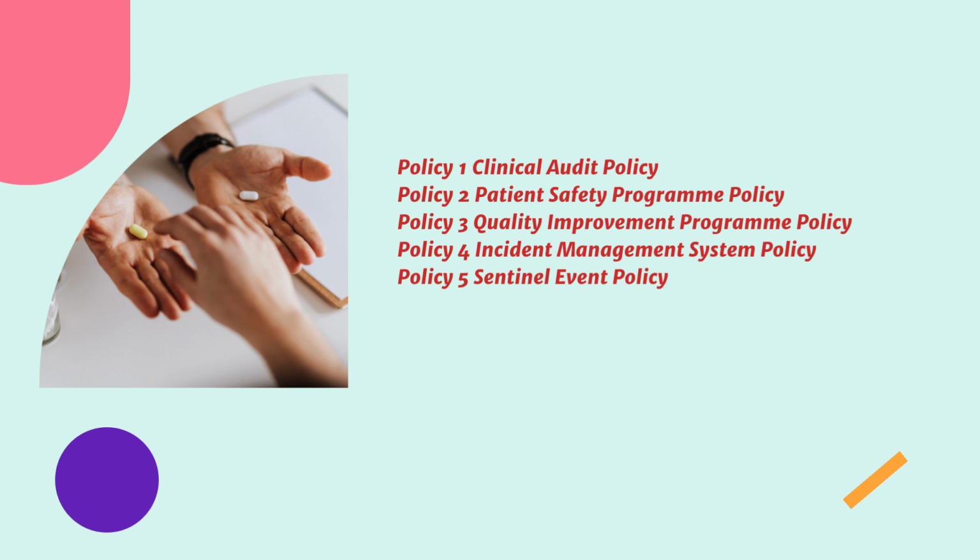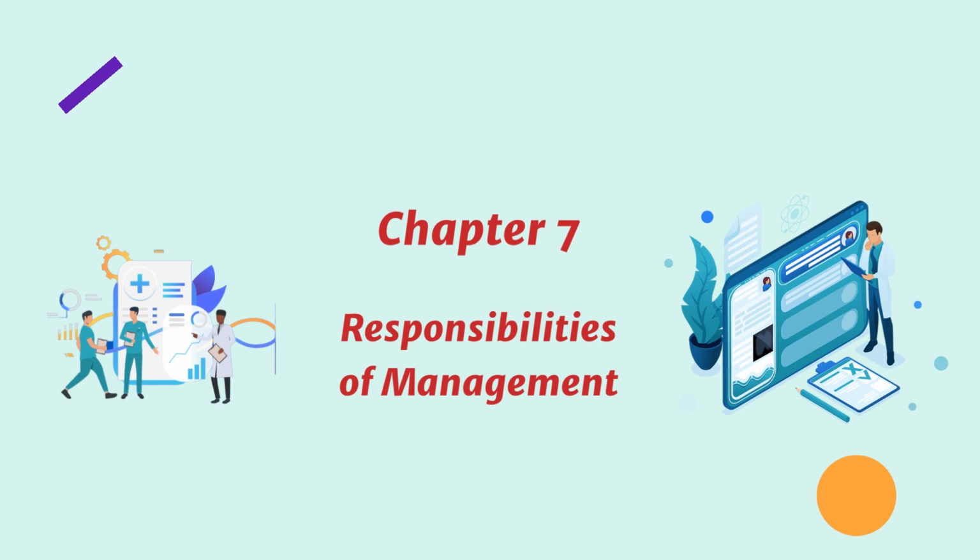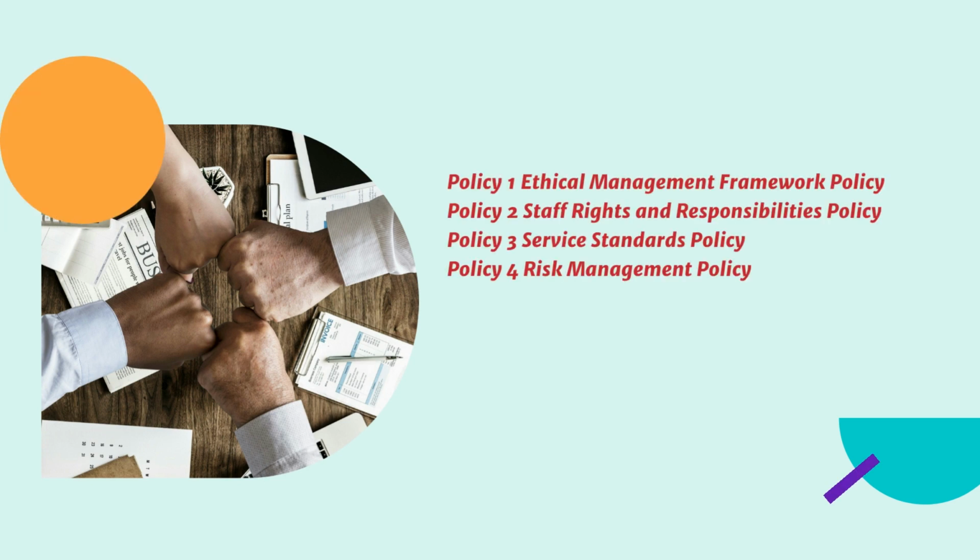So let's move on to the next slide, which is chapter number 7, responsibilities of management. So let's talk about the policies under the responsibilities of management. Policy 1 is ethical management framework policy, which talks about the ethical management in the hospital. Policy 2 is staff rights and responsibilities policies. So it talks about the rights and responsibilities of the staff, as to how to maintain the decency or decorum in the hospital.